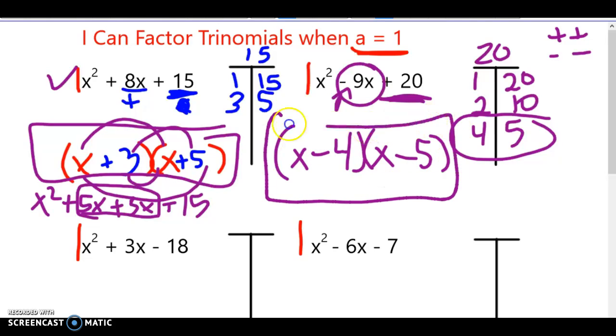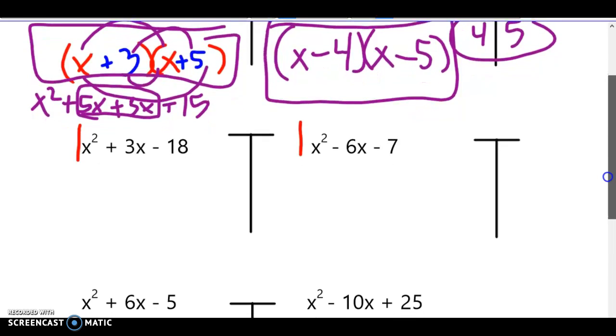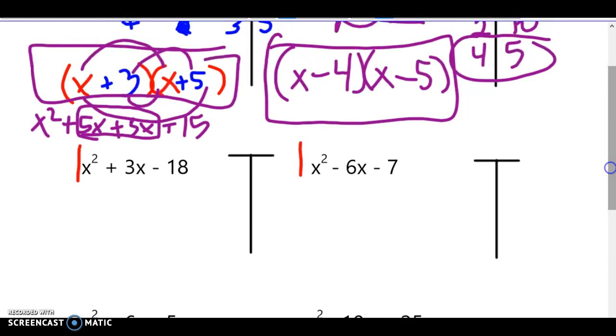So a lot of you found that pattern on your own, but I'm just detailing it out so you can see it. So we've got two problems here, but there's a slight difference. Do you see what the difference is? These multiply to give you a negative at the end.